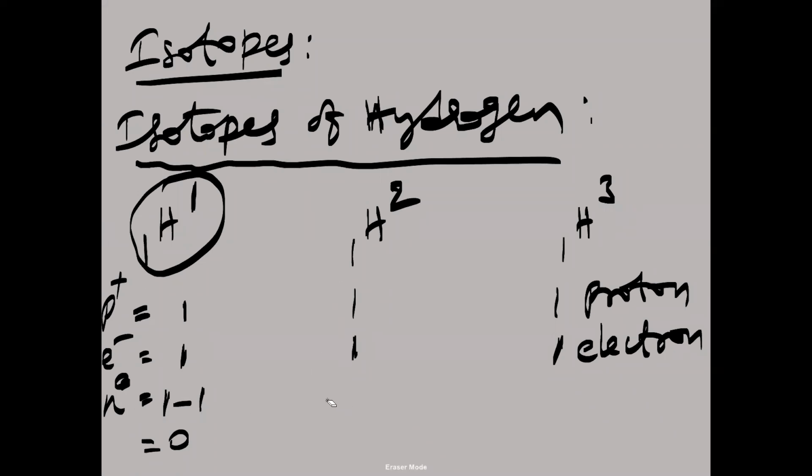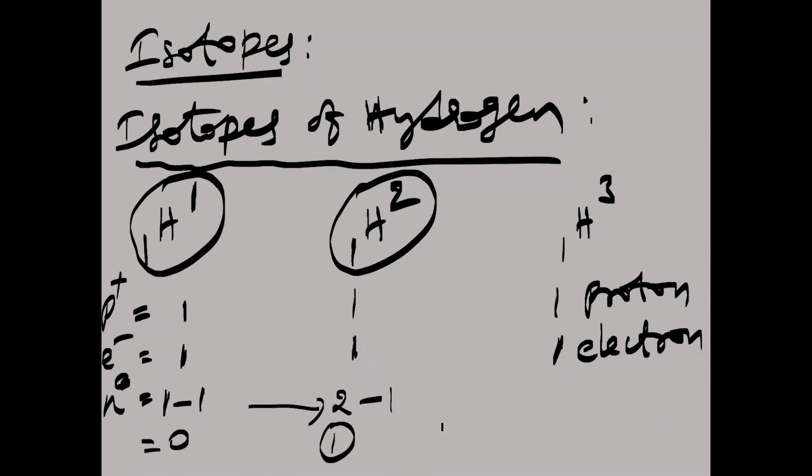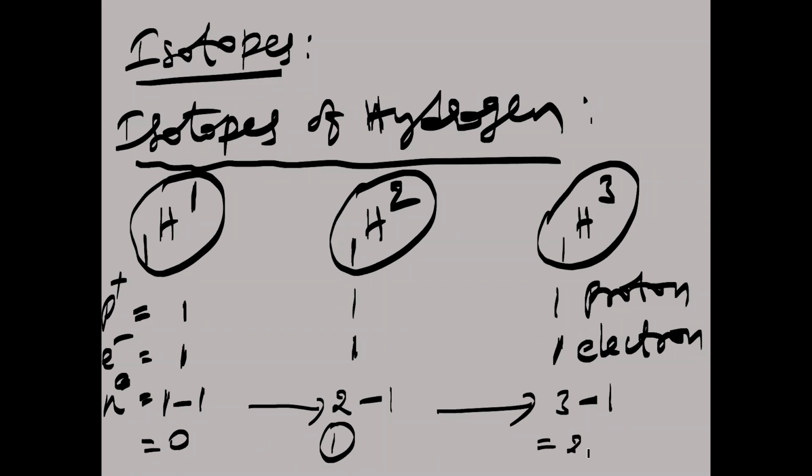Here in this case, number of neutrons, how many? Mass number 2, atomic number 1, so 2 minus 1. This is 1H2. 2 minus 1 is 1 neutron. In this case, 3 minus 1: mass number 3 and atomic number 1, so 3 minus 1 is 2. 2 neutrons. So 2 neutrons, 1 neutron, 0 neutrons.